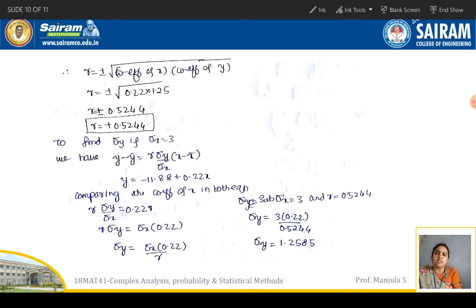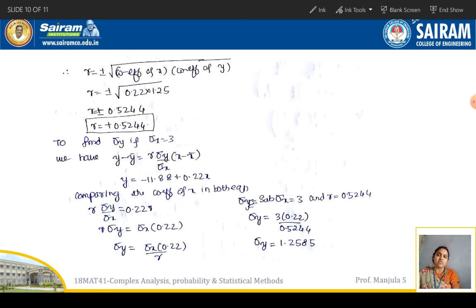Now we'll consider the formula. R equals plus or minus square root of coefficient of x into coefficient of y. So R equals plus or minus square root of 0.22 into 1.25. So R equals plus or minus 0.5244. R equals plus 0.5244. So the R value is about 0.52. We can accept it, because the obtained value lies between minus 1 and plus 1. So we can consider this value.